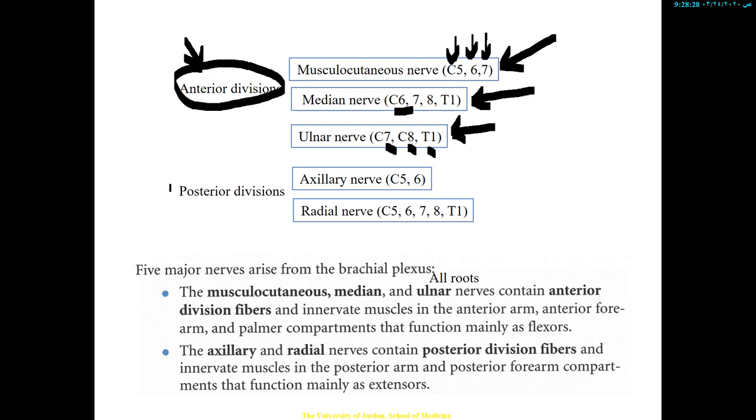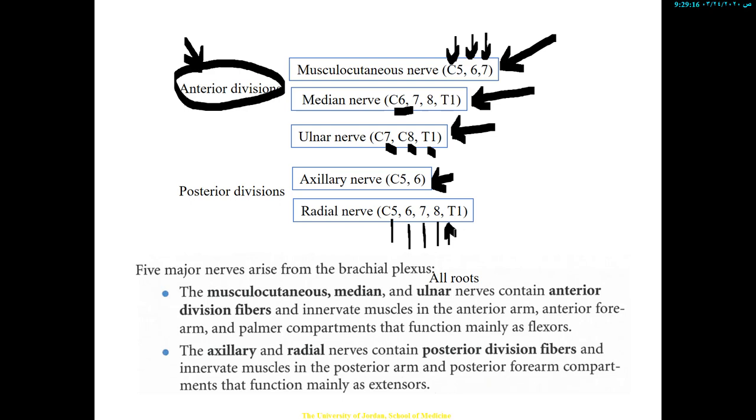That leaves us with the posterior divisions forming the posterior cord. It gives us the axillary nerve, C5, 6, the easiest thing to memorize, and the radial nerve, as you can see, it takes C5, 6, 7, 8, T1. No wonder this is the biggest nerve in the brachial plexus. It takes the root value of all the brachial plexus. No wonder it supplies all the muscles in the posterior compartment of the arm, forearm, and it supplies also the hand.